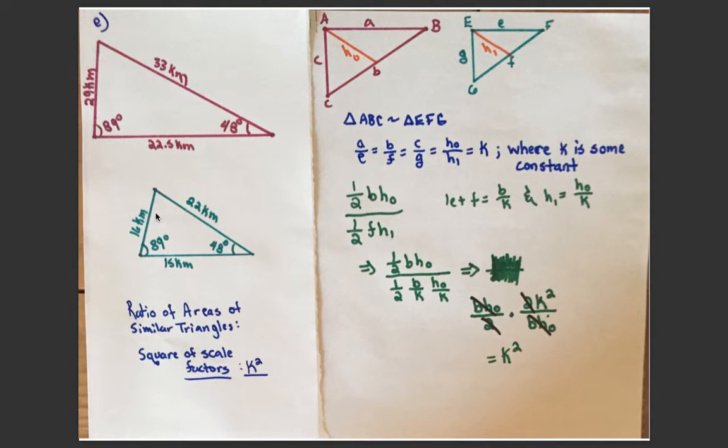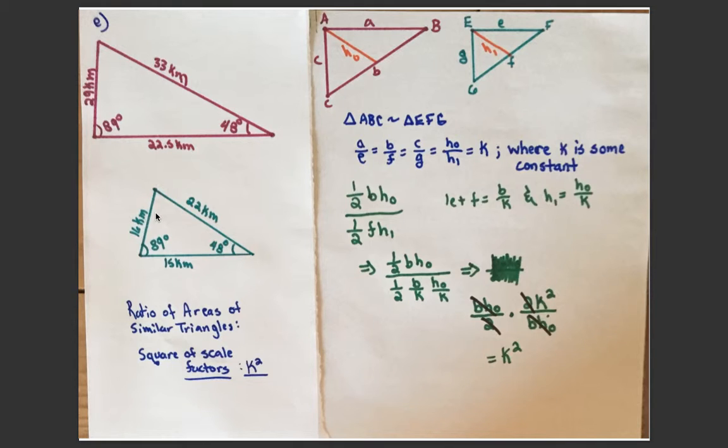In E, we were asked to give the ratio of the areas of the triangles in parts A and C. I'm just going to do it for part A. The ratio of the areas of similar triangles is equal to the square of the scale factor, i.e. K squared. We can use the fact that these triangles are similar, which we proved in part A, to demonstrate why this is true, which is what I tried to do on the right-hand side of the screen.